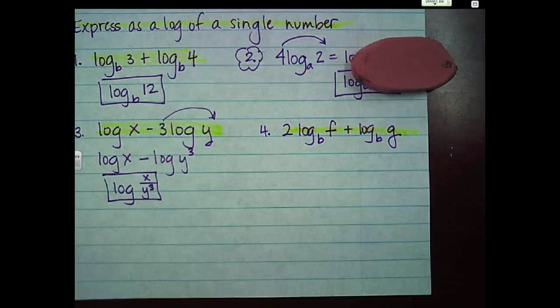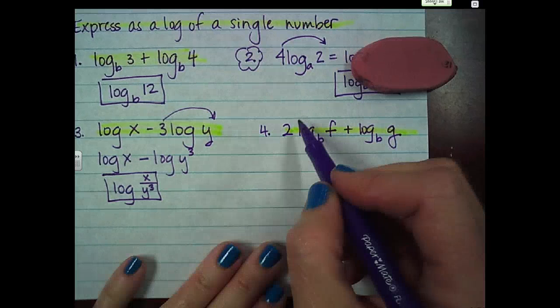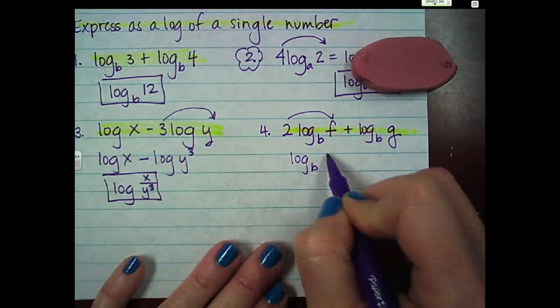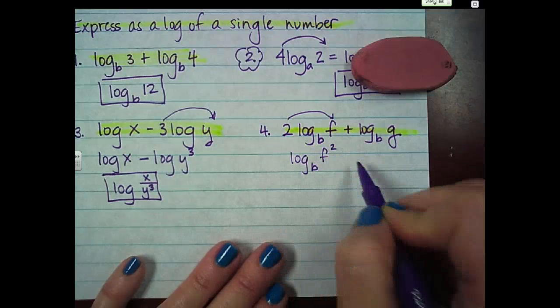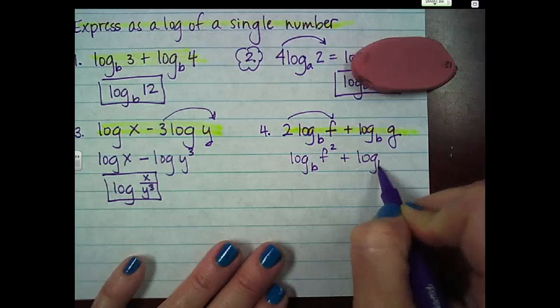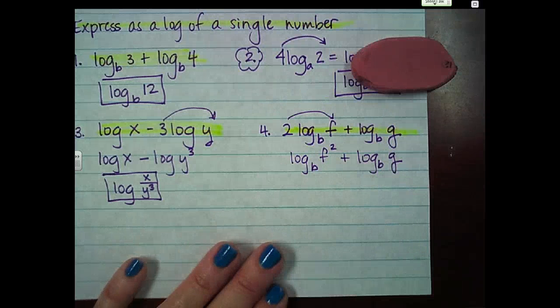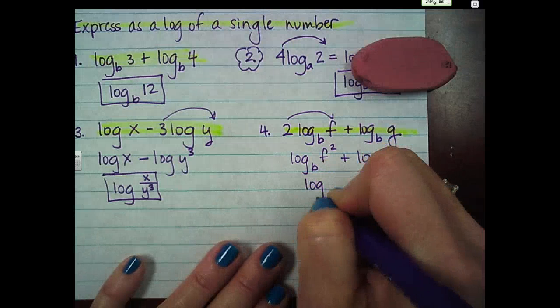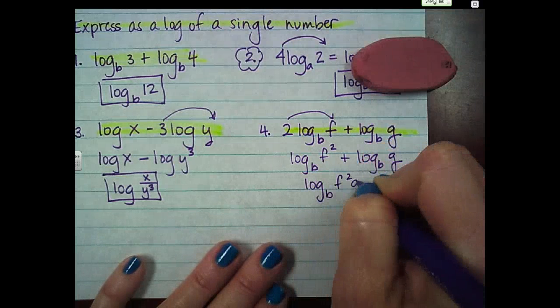Okay, now this is addition, which means it's going to turn into multiplication. Don't forget, this step you don't actually have to write, but this is the same as log b of f squared plus log base b of g. And addition means we're going to multiply. So your answer is just log base b of f squared g.